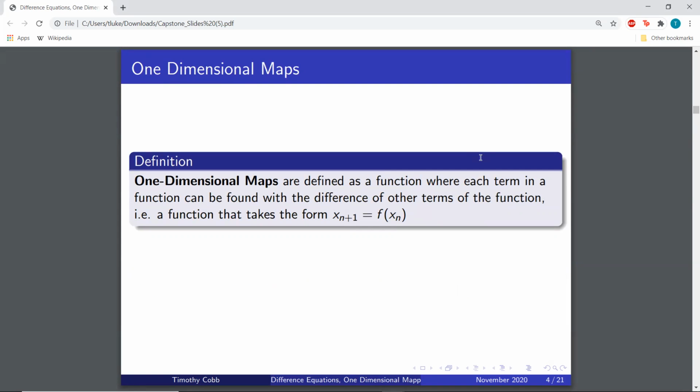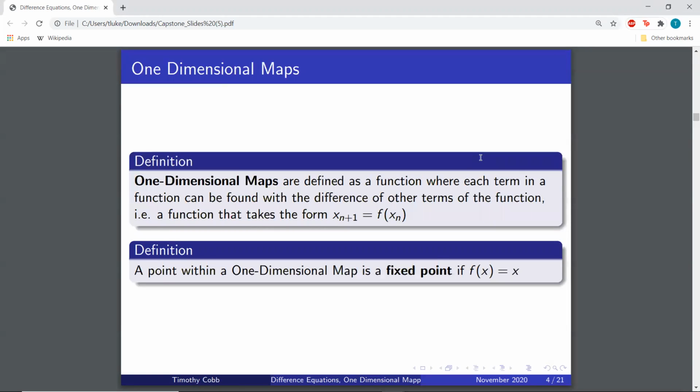We're also going to be looking at one-dimensional maps. And so just to get that definition off right off the bat, a one-dimensional map is defined as a function where each term in a function can be found with the difference of other terms of the function, i.e. a function that takes the form x sub n plus 1 equals some function of x sub n. And a point within a one-dimensional map is a fixed point if f of x equals x.